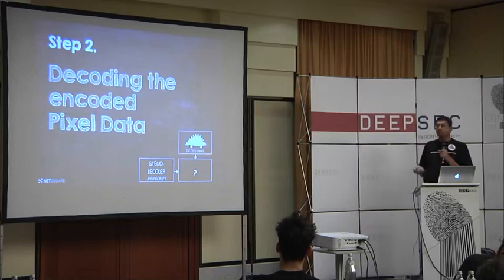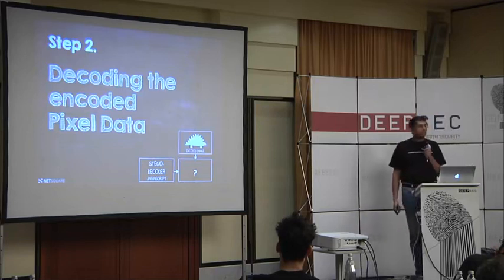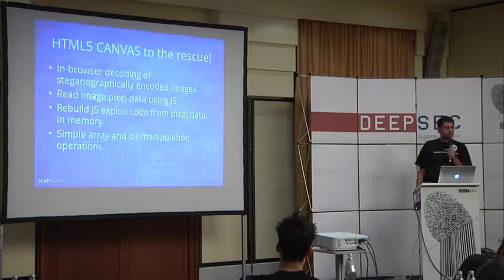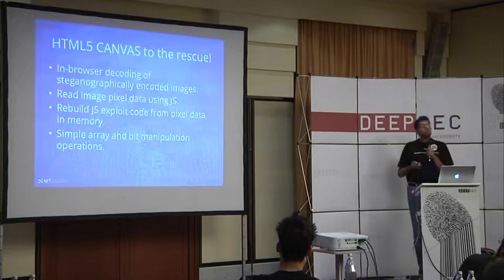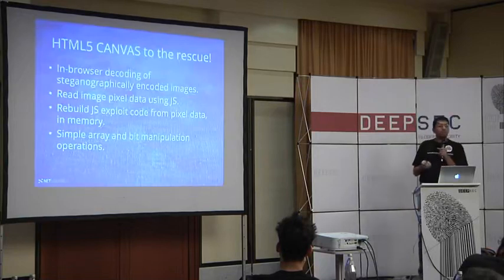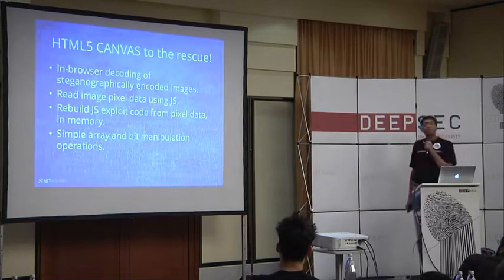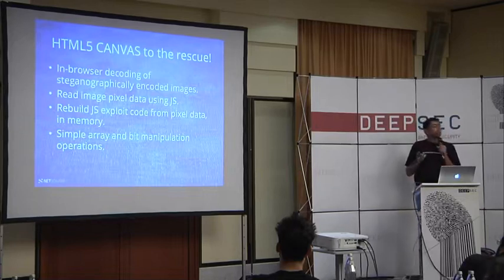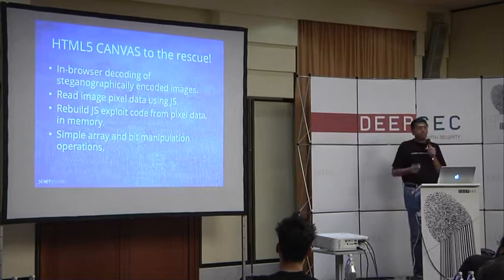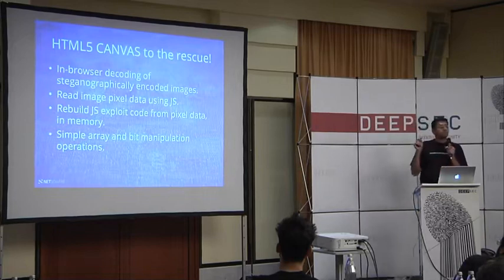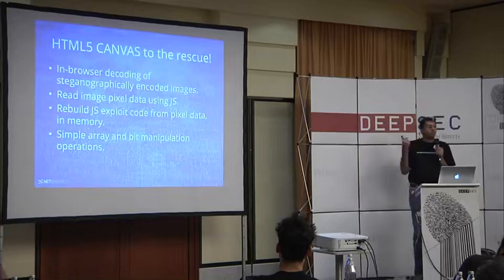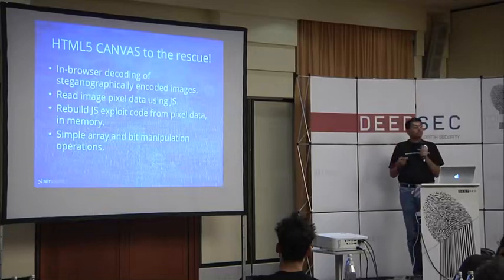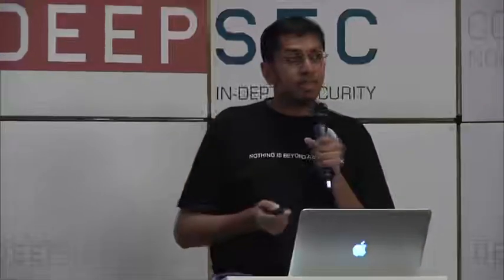Fortunately for us, JavaScript in HTML5 has this beautiful element called canvas. And canvas lets you draw images and manipulate existing images using just JavaScript. So all we're going to do is load up an image, turn it into a canvas, read the pixels one by one, and figure out where we've encoded. We know which pixel contains the encoding, lift the bit stream out, reassemble the bit stream, and then trigger the exploit. So the decoding is very innocent.